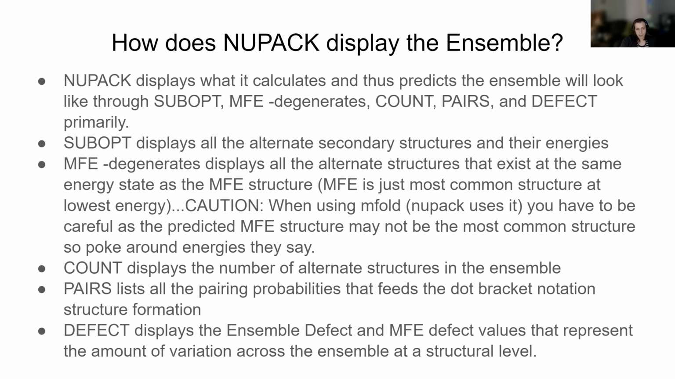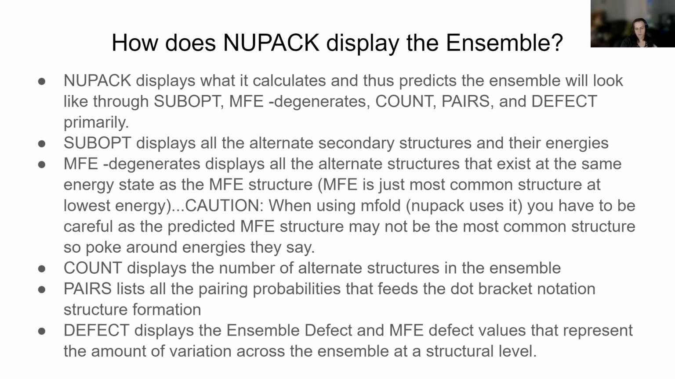In NUPACK, we have access to the ensemble through subopt, MFE degenerates, count, pairs, and defect. Subopt, as I said, displays all the alternate secondary structures. MFE degenerates displays the alternate structures at the same energy level as the MFE structure. So if the MFE was -37 and there were 4 potentialities at -37, MFE degenerates would give you all of them. That's something you would want to use to make sure it was the actual true MFE, and I think that's fairly important to expose next.